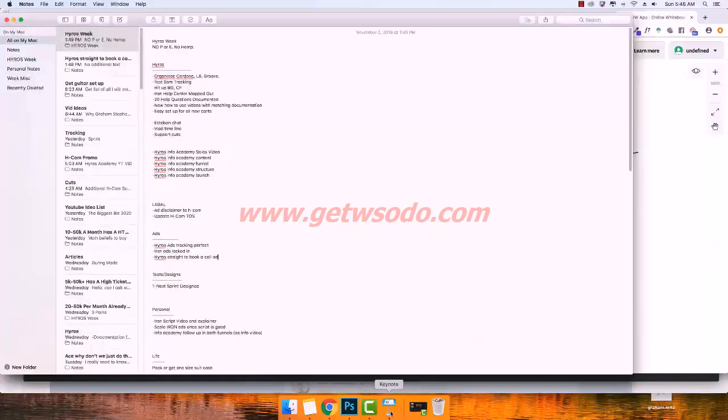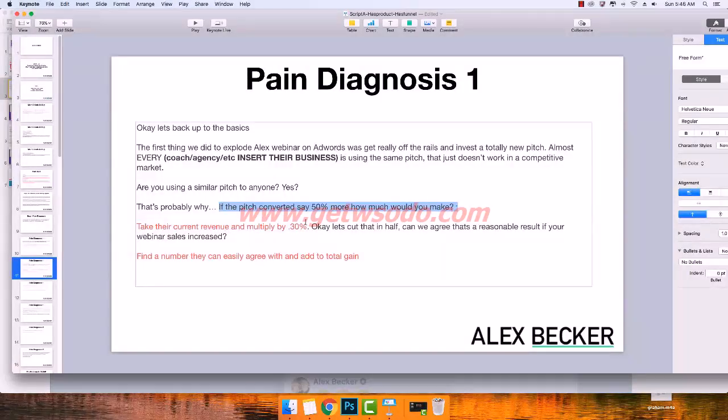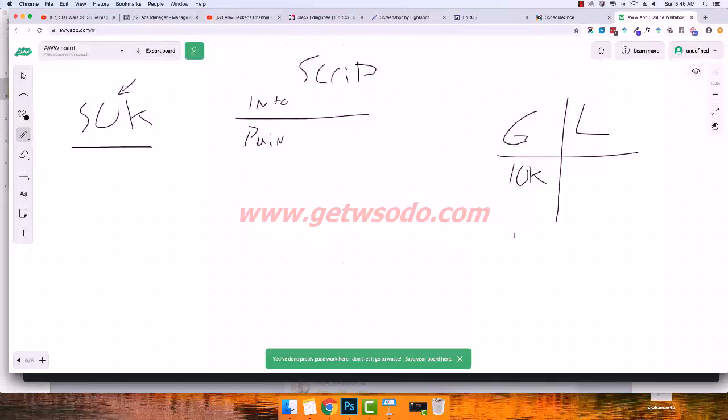And so what we also want to do whenever we're doing the gain and loss number is find a number they agree on. Don't be like, oh man, I see you're losing $10,000 a month right here. Say, man, is $10,000 a fair number? Like 50% is like 20,000. Could we just cut that in half? Is 10,000 a good number to talk about how much you could potentially gain if you just fix the script? Yeah, that's a good number.